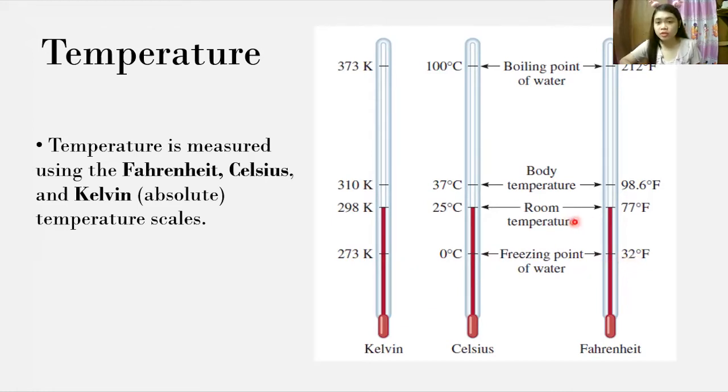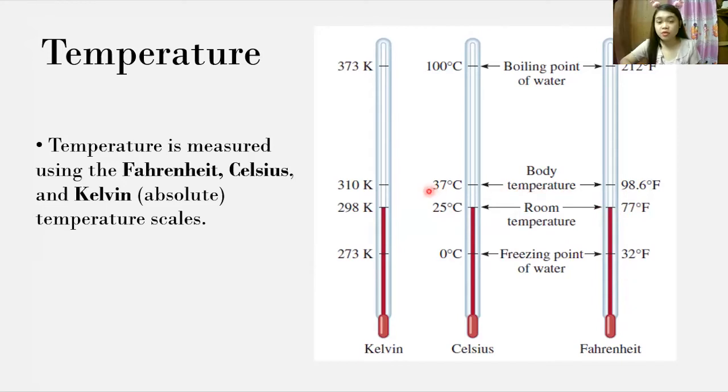For the room temperature, we know that it's 25 degrees Celsius here in the Celsius scale. So you just add 273 in order for you to convert it to 298 Kelvin. And then also, this is the corresponding value in terms of Fahrenheit.